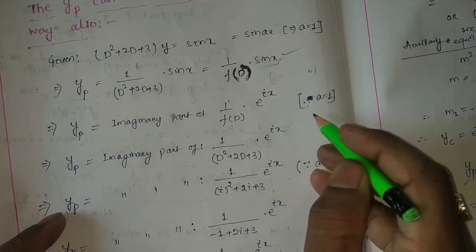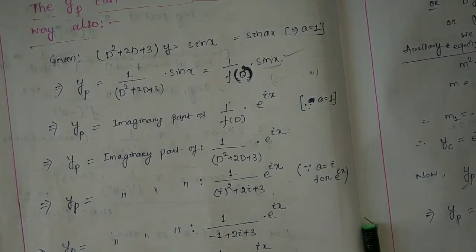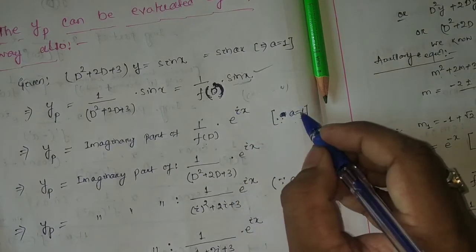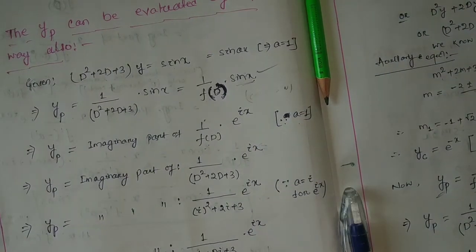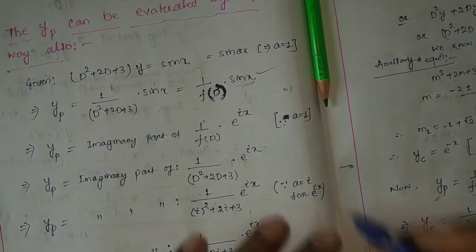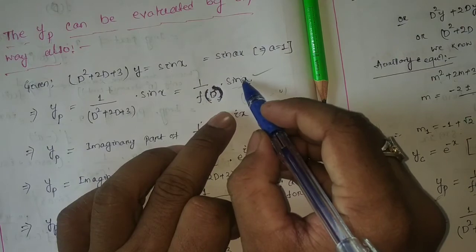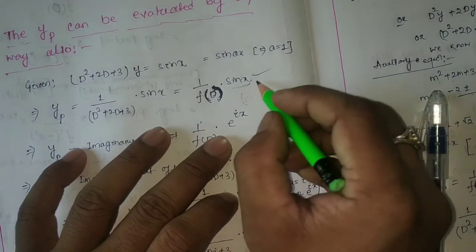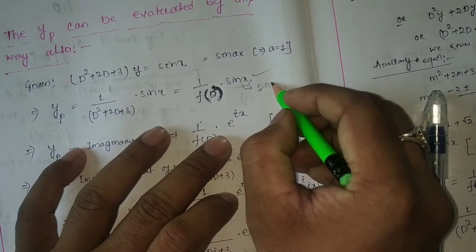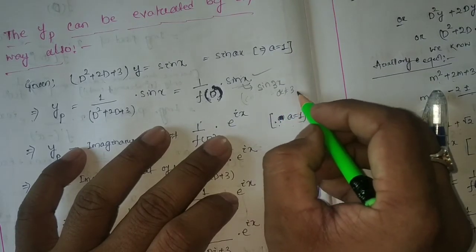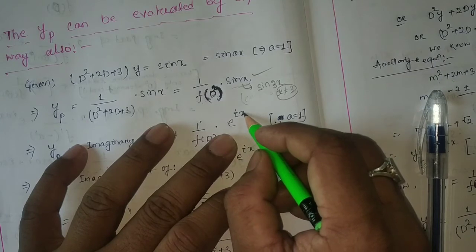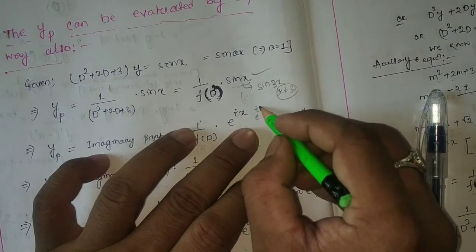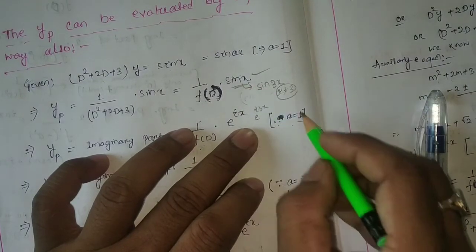Here for sin ax, a is 1, so we write e to the power ix. Suppose that instead of sin x, it is written sin 3x. That means here a is 3. So what we have to write is e to the power 3ix, or i3x. Instead of this one we can write e to the power i3x, right? So for this case a is equal to 1.